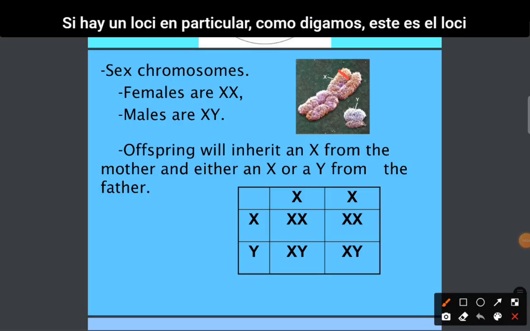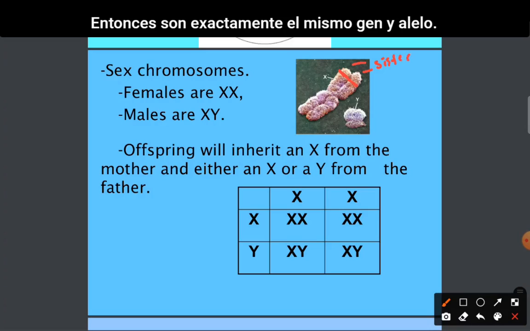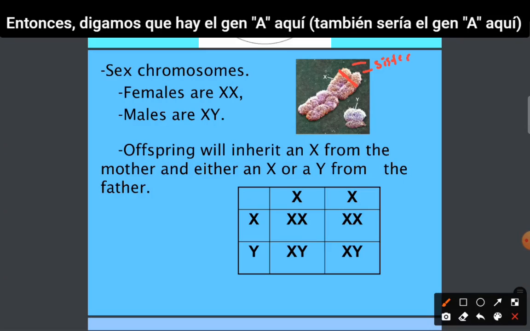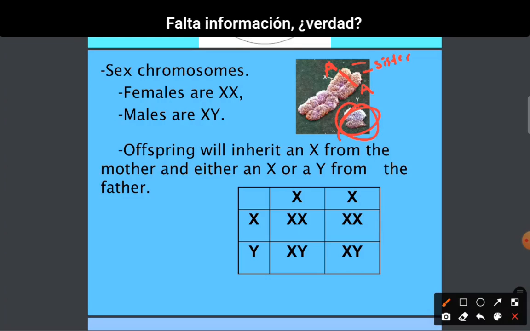If there's a particular locus, and again these are sisters, so they're the same exact gene and allele. So let's say there's gene A here. It would also be gene A here. But this chromosome here does not even have the gene. It's missing information, right? You can see how small it is. Let me draw it, actually.